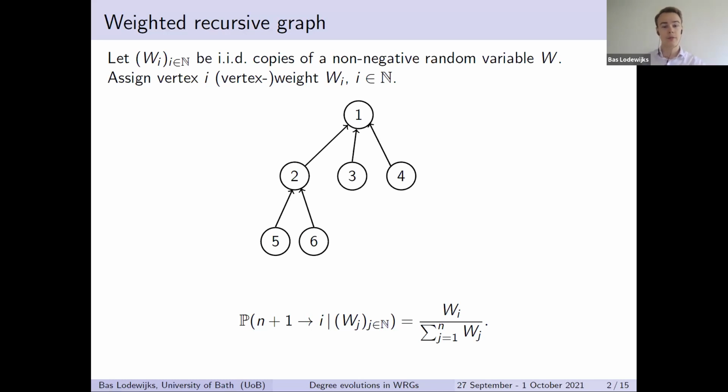Now, the picture above here yields a tree, but if we allow every vertex to connect to, say, m predecessors, then we obtain a multigraph. This is the weighted recursive graph model.